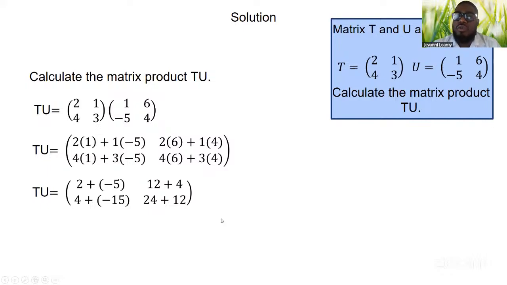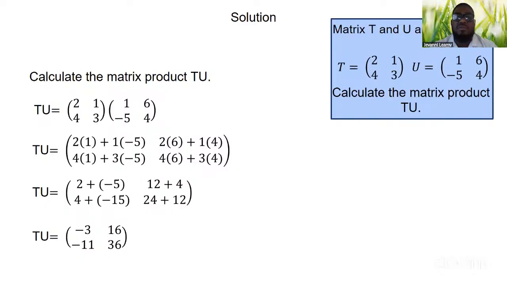So we multiply. 2 by 1 gives us 2. 1 times -5 gives us -5. 4 times 1 is 4. 3 times -5 is -15. So what would be my final result now? When I add 2 to -5, what do I get? All right, -3. I think the others will be self-explanatory. So 4 added to -15 gives you -11. 12 added to 4 gives us 16. 24 added to 12 gives us 36.